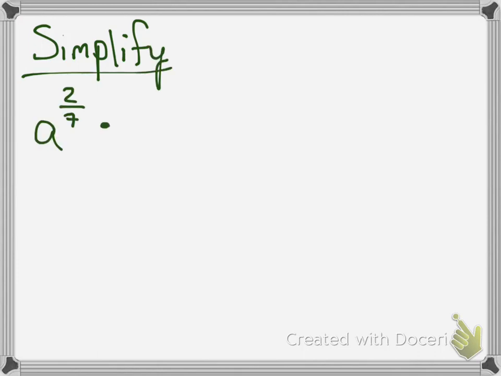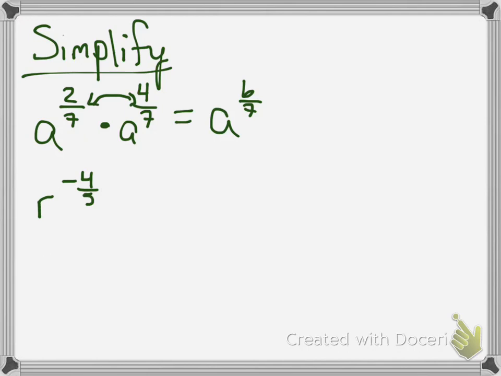Well, that's a good question. Let's say I have something like this: a to the 2/7 times a to the 4/7. Well, what do you do with exponents when you multiply? You add them. So I can get the common denominator and just add the numerators. 2 plus 4 is 6, a to the 6/7 power. Simple, right? What about r to the negative 4/5 power? Well, the negative means move the r down. Come on down. r to the 4/5 power.